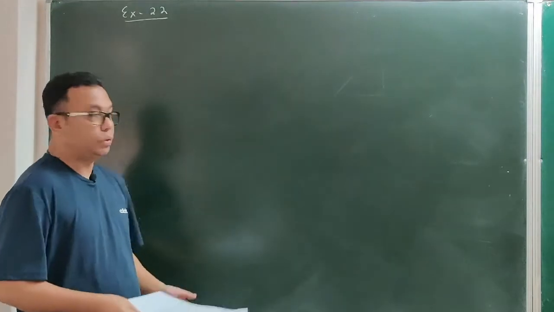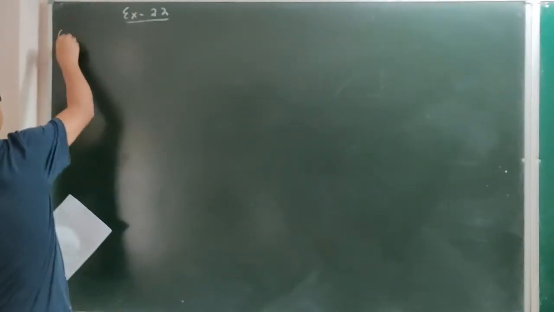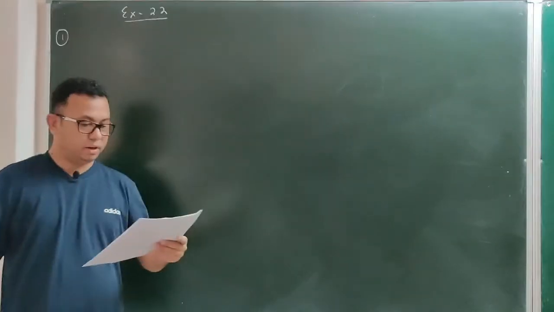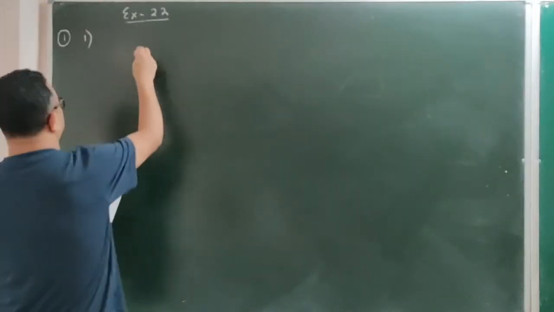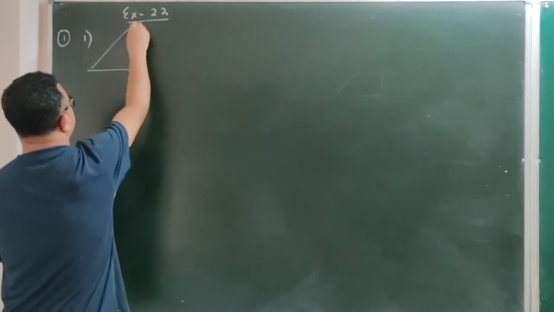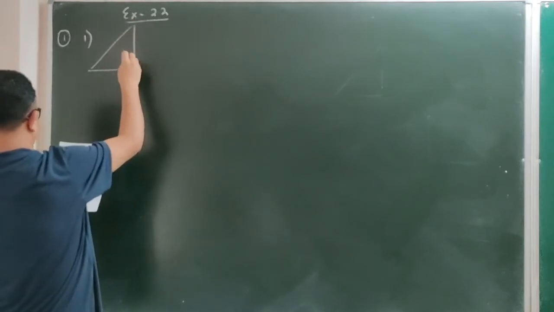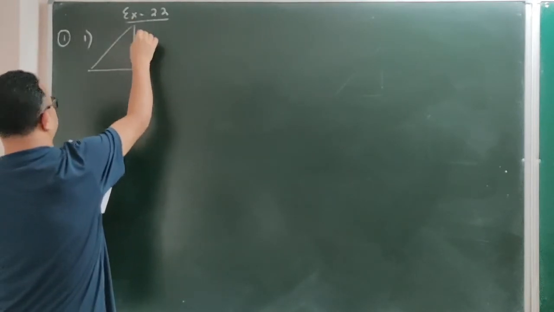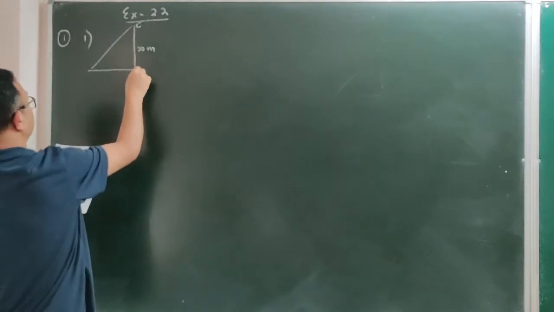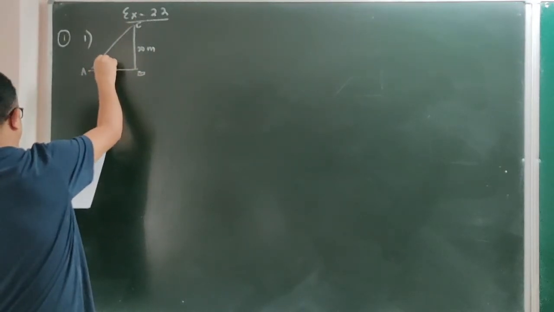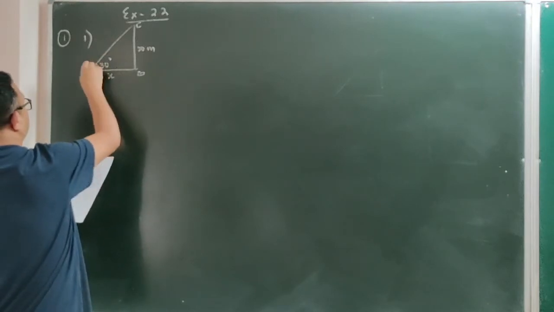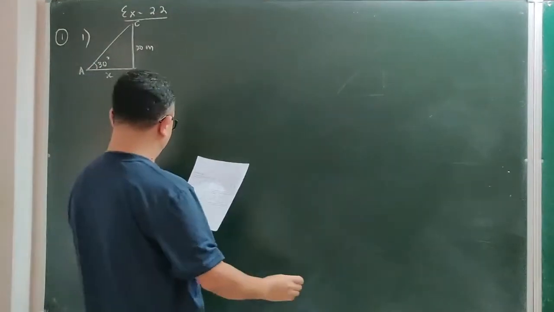Alright, now exercise 22, question number 1 has altogether 4 questions. Let me take at least 2 questions. Let me take question number 1, where this side is given as 20 meter, this is C, this one is B, this one is A, this angle is given as 30 degree, and the question is telling you to find what this X is. This is question number 1.